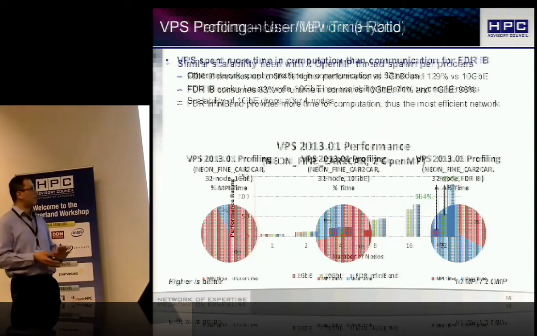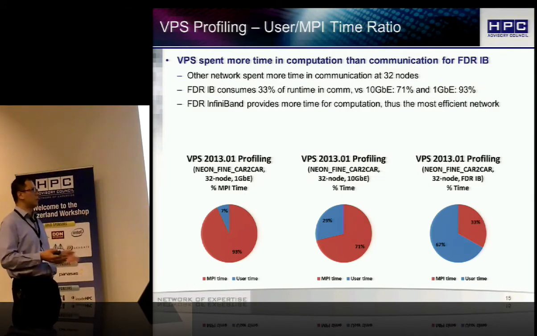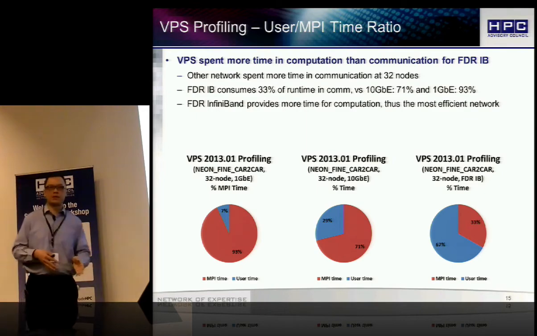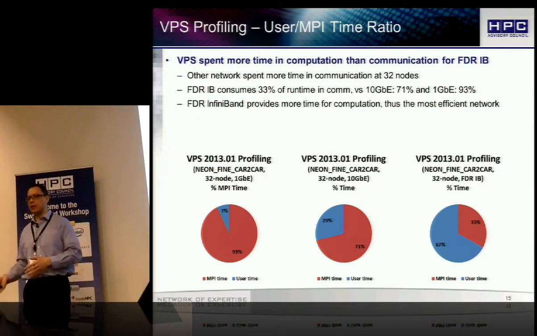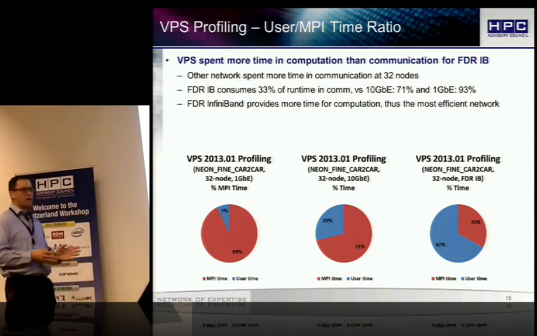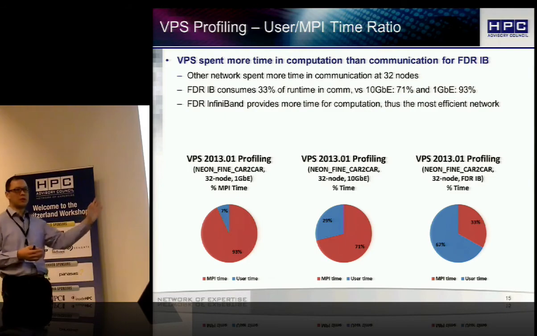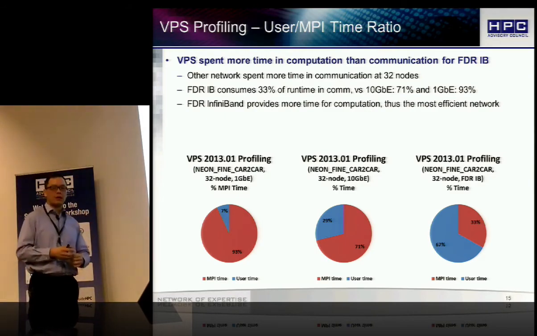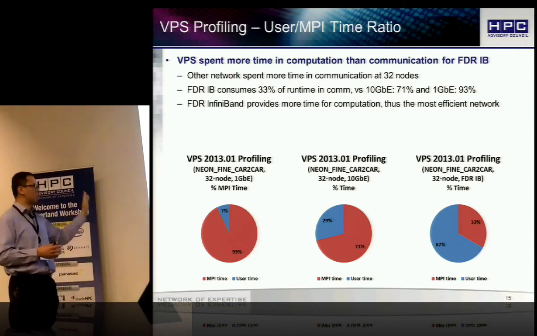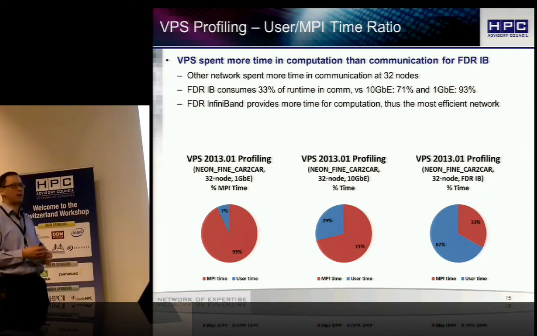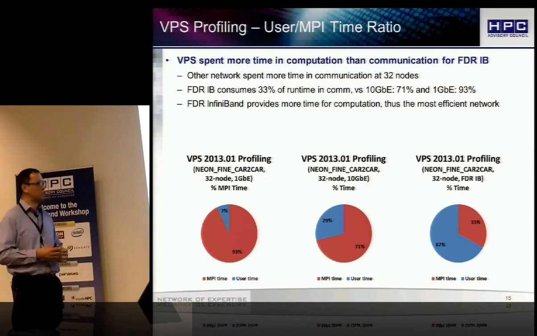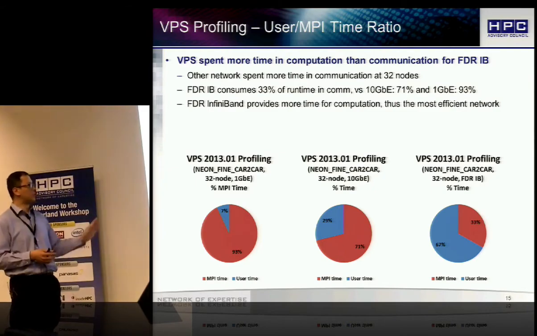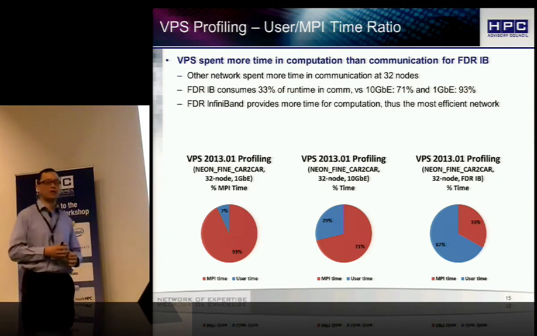Here, this will show you how much time is spent in communication versus the actual workload in the user time, which is the computation. The one in red is the MPI overhead that each one of those interconnects spends. The 1 gig E spends the most time in communication. You see that almost all the time is spent on MPI communication, which is really not a good choice when you run at a large scale.